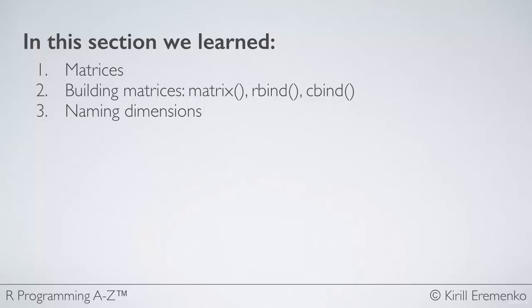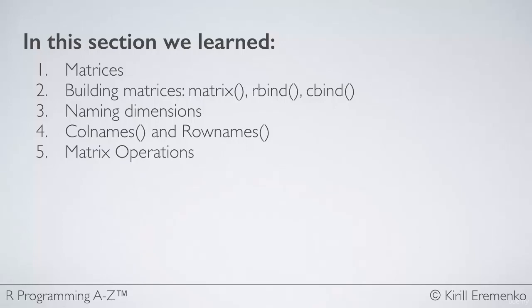And also the same concept works for vectors. So you can have named vectors in R, and we also saw that. And then we talked about colnames and rownames, and those are the two functions that allow you to give your matrix those named dimensions. Then we discussed some matrix operations, and finally we moved on to the basketball data set.